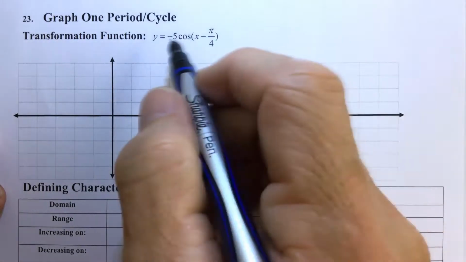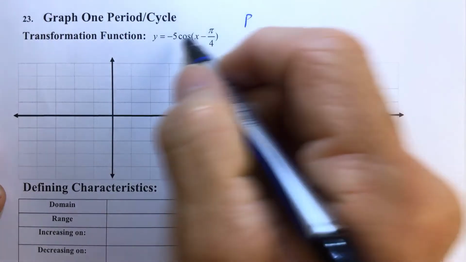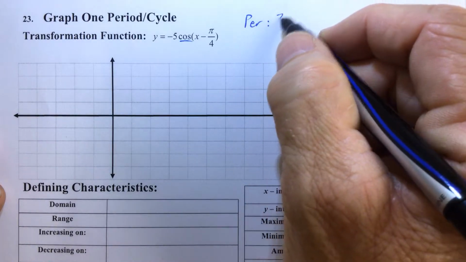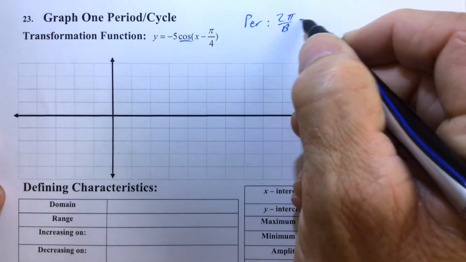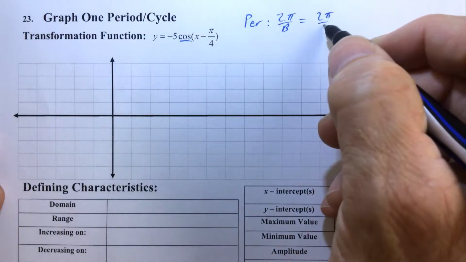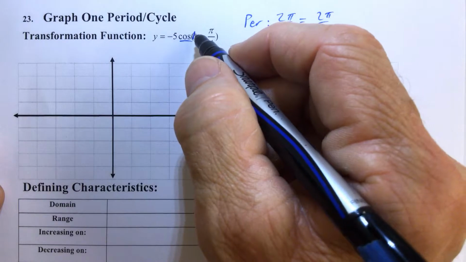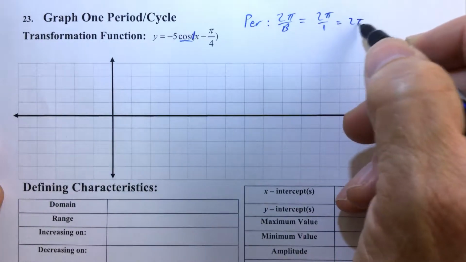First thing we want to do in graphing a trig function, cosine here, is identify the period, 2 pi over b. B in this case is 1. It's always the coefficient of the independent variable, and that's 1, so we have 2 pi.